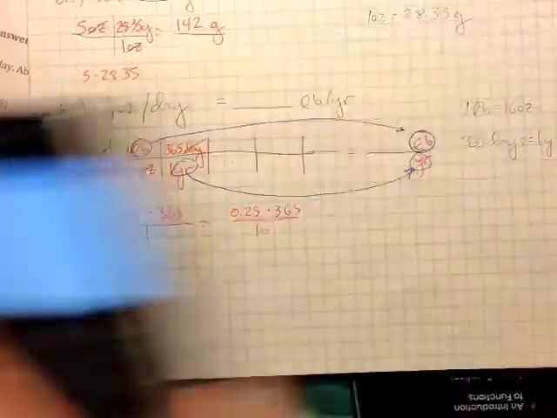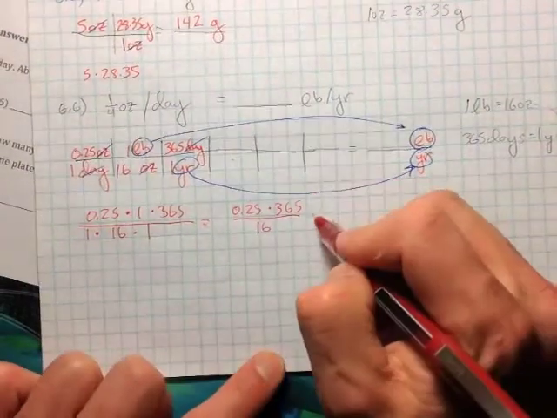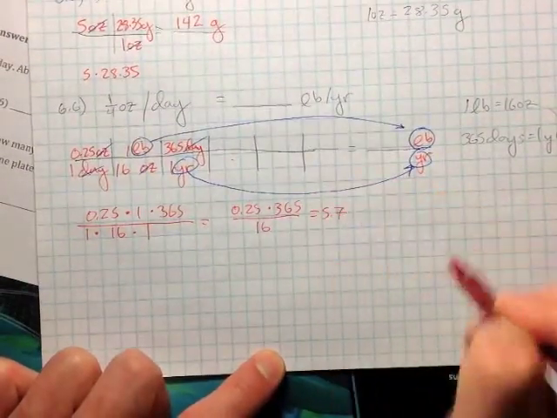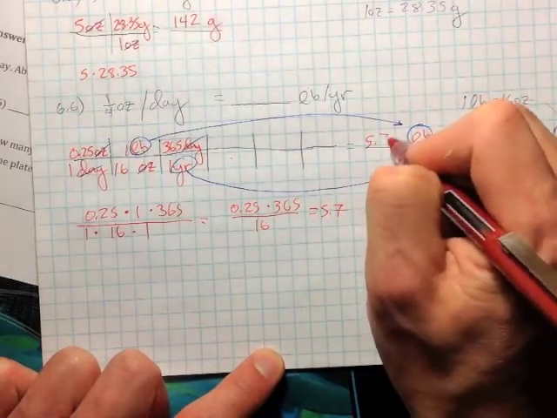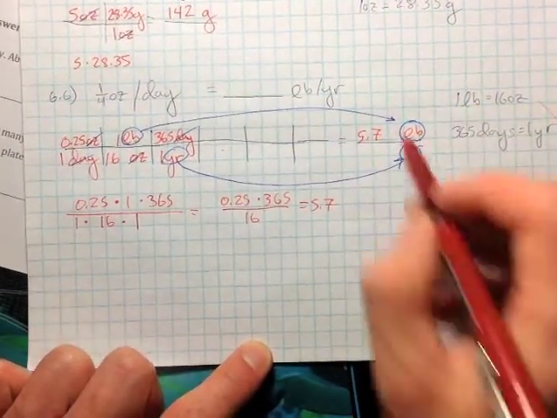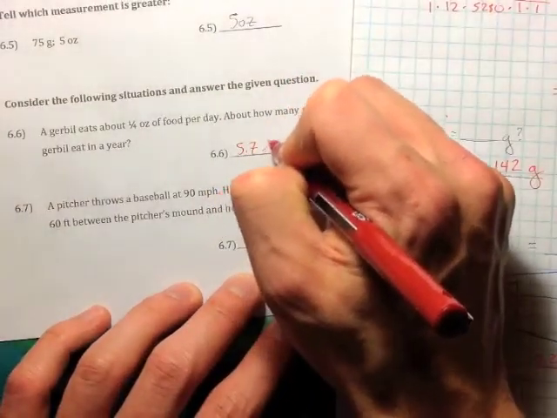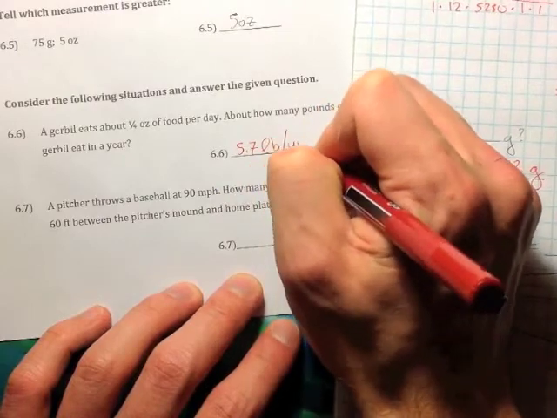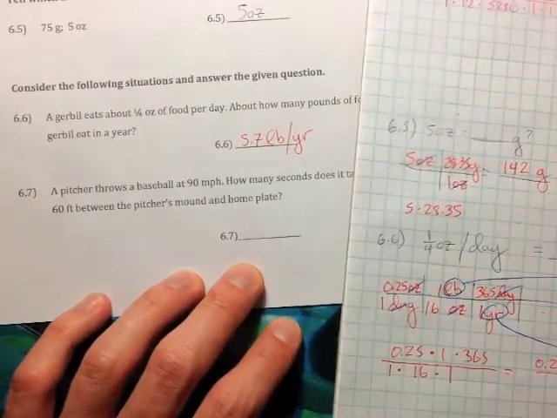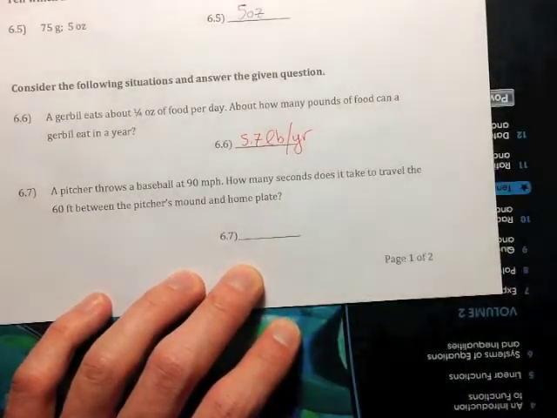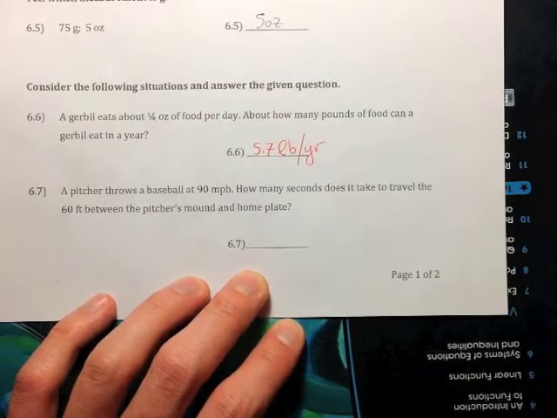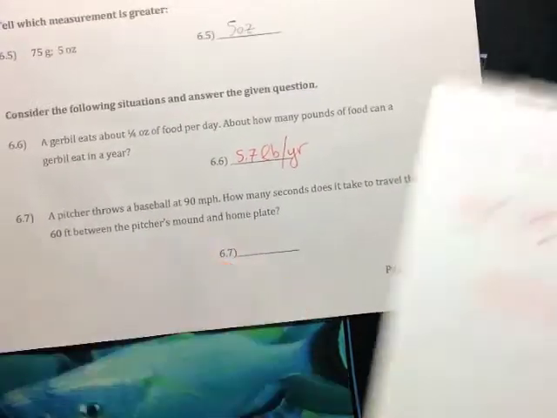5.7. Alright, 5.7. 5.7 pounds per year is our answer right here. So I'm going to transfer that over. 5.7 pounds per year. Fantastic. Now, last problem. Probably the most difficult one, just because of the number of steps that it involves.